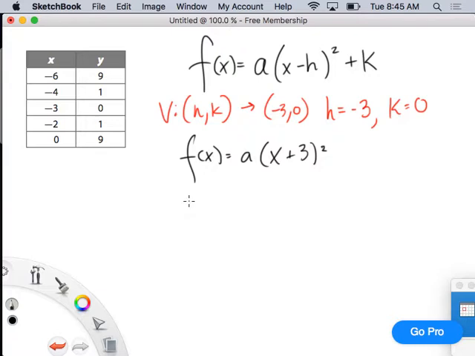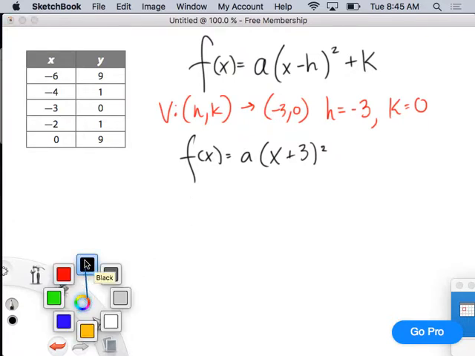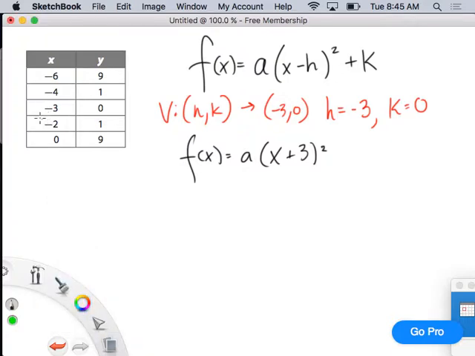I'm given this whole table, right? Can I use any of those points? No? Michael, please put your computer away. So, thank you. Can I use any of these points? Yes, I can. I can use any of them.